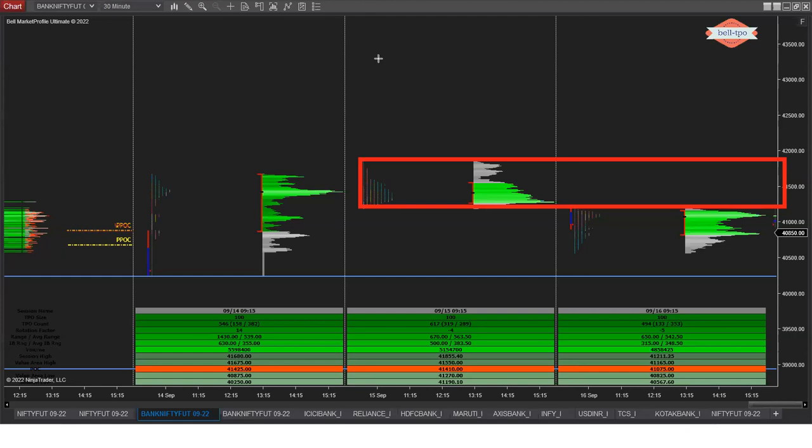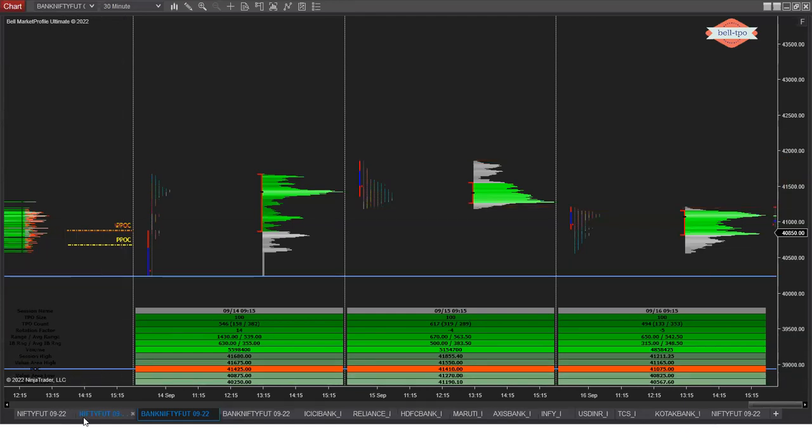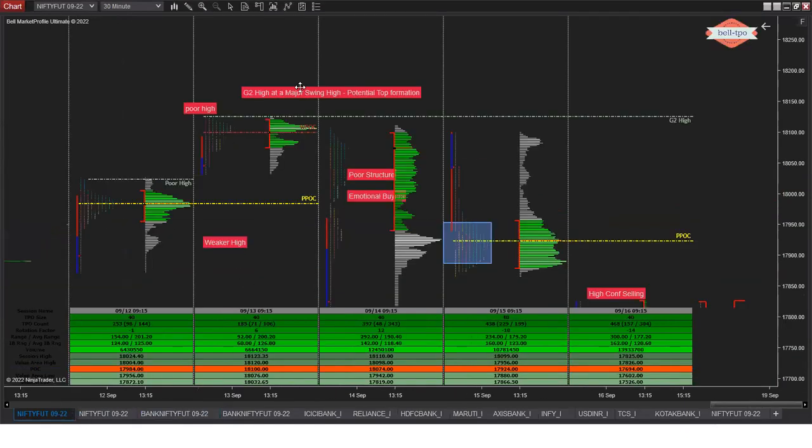So both Nifty and Bank Nifty had formed a pattern. Nifty had formed a pattern called the G2 formation at a major swing high. It's one form of a top which we monitor. The US market also, around 4,100 levels, formed a G2 high and then started falling down from there on. I already explained this in one of my YouTube videos, so you can go and watch it out.